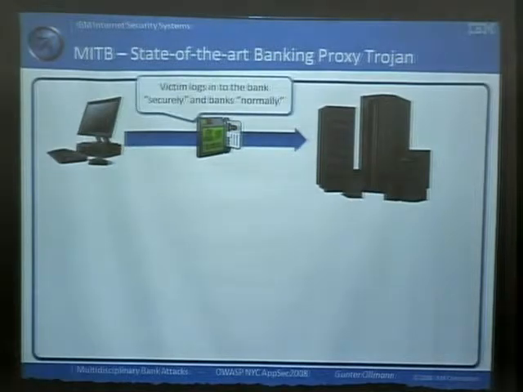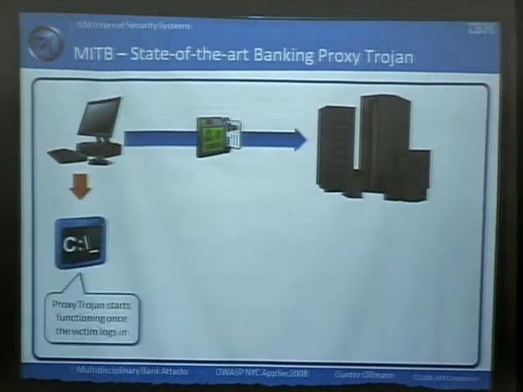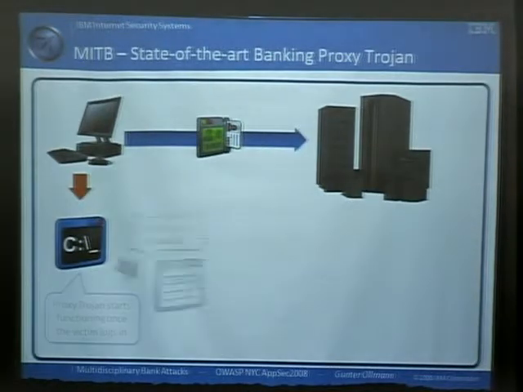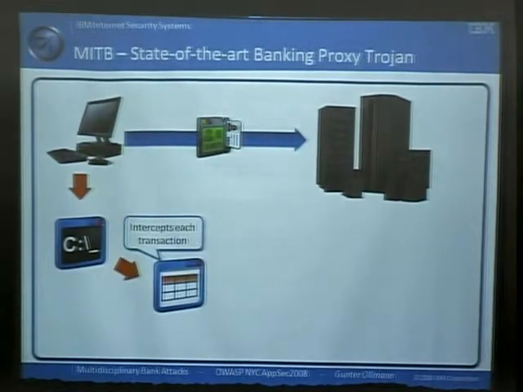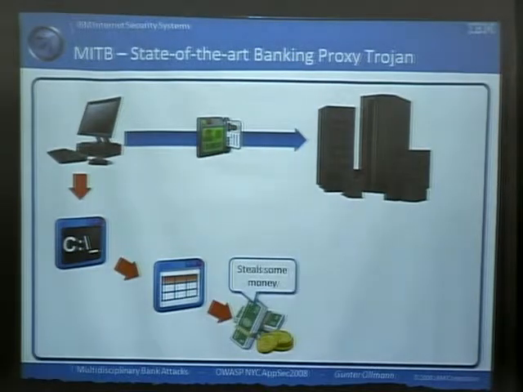So what does it really look like? So from a man in the browser, from the proxy Trojan. So the user logs in. Don't care what sort of authentication system or whatever. Let's assume that that's totally secure. Okay. What's going on is, as soon as they have logged in, the malware kicks up. It actually starts really doing its actions. So the first thing it does is it intercepts every single transaction. Okay. Every single transaction, it adds another transaction or changes the value of that transaction.